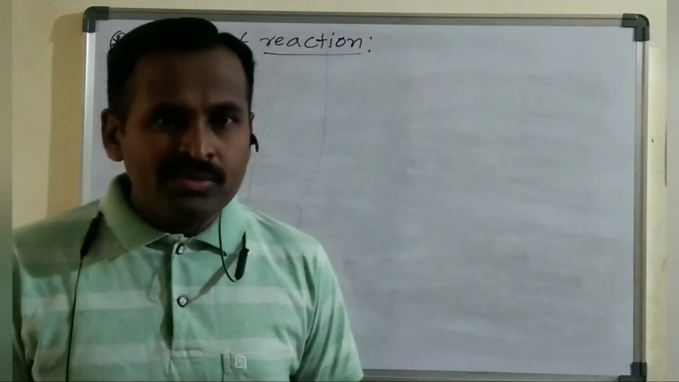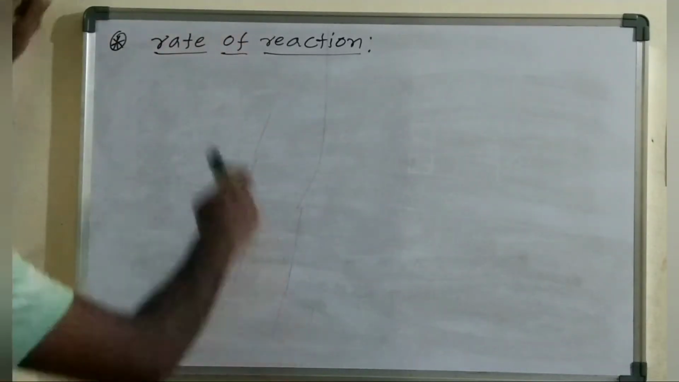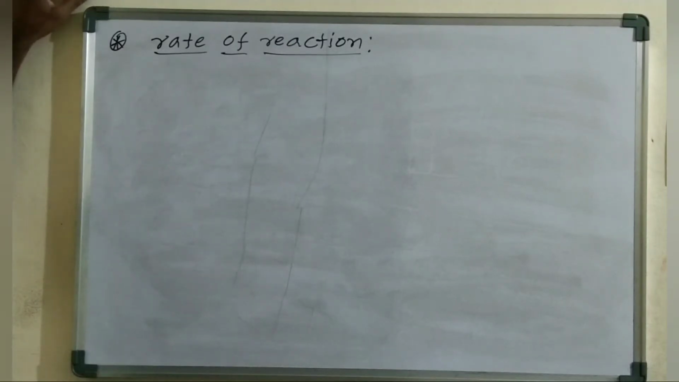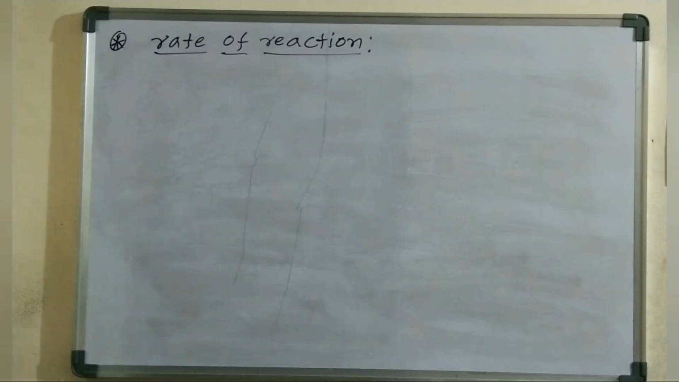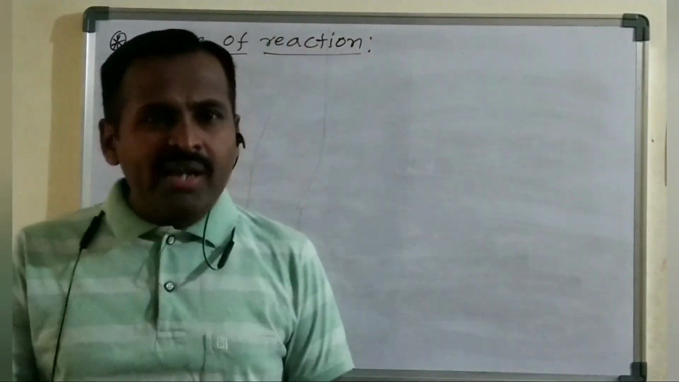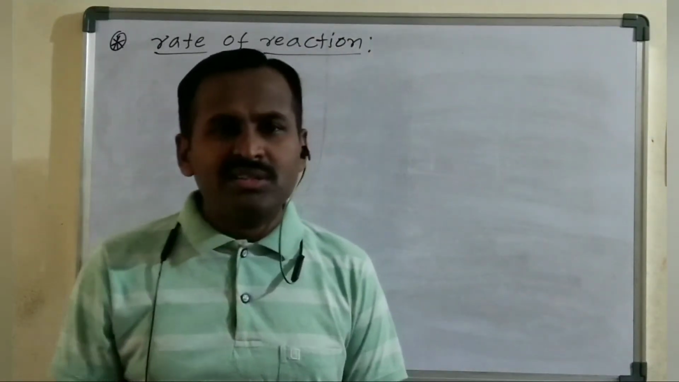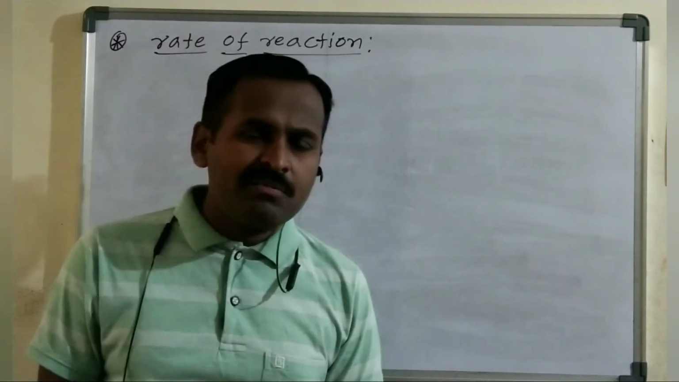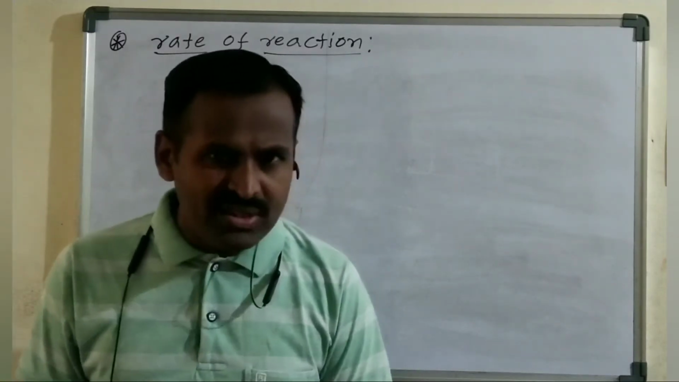In this video, I am going to explain the rate of reaction and the factors affecting the rate of the reaction, with some differential rate law writing for different examples. Rate of reaction is nothing but this: whenever we take a reaction, the reactant concentration decreases as the reaction proceeds, and simultaneously the product concentration increases.